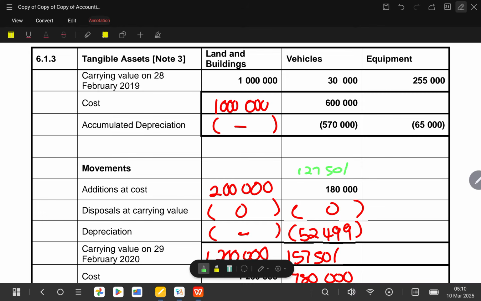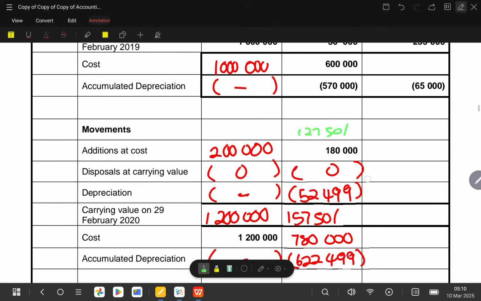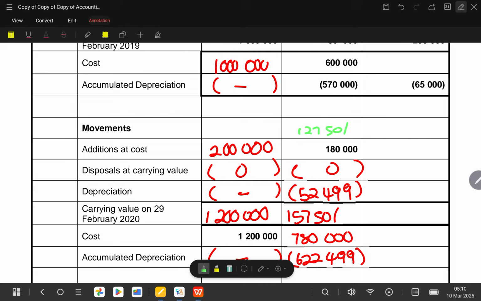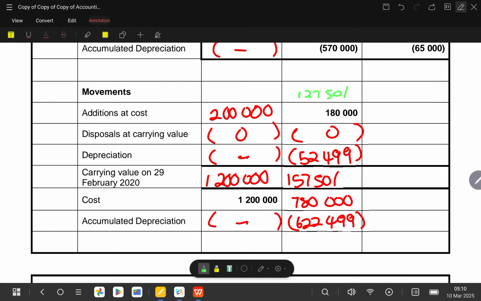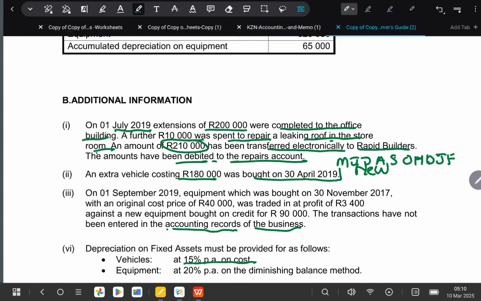So in this one, you need to be very careful. Remember, you need to check did they sell or not. Okay. So now let's go to our equipment and check what is happening. So in our equipment, this is what they are telling us.